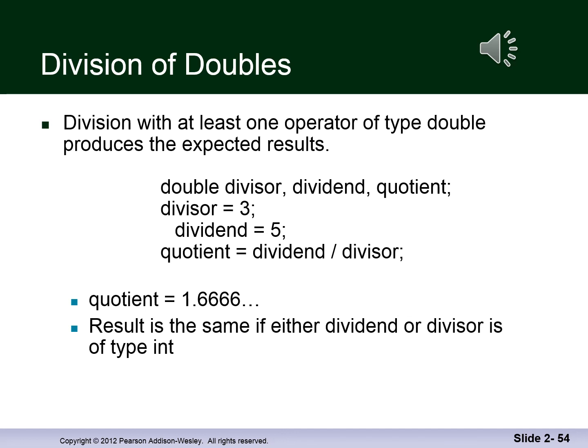Where you run into a problem is if the dividend and the divisor are ints and you're expecting a double. And just hold on to your seat. We're going to talk about that in great length.